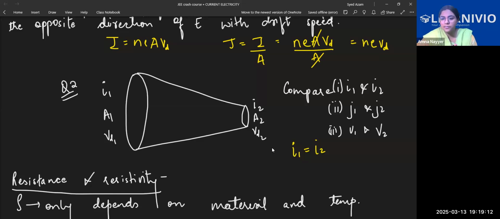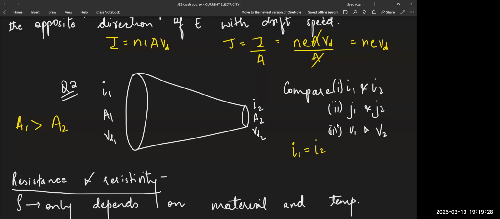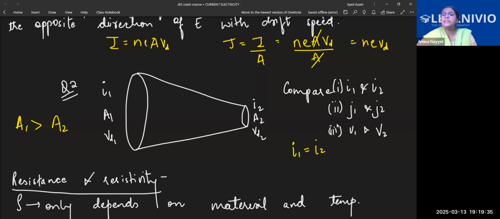Now regarding current density, what do you think the answer should be? If area is different, we know that A1 is greater than A2 according to the figure, right? So what do you think? J1 is greater than J2 or J2 is greater than J1? J2 is greater than J1. Current density is inversely proportional to area. So definitely J2 will be greater than J1.